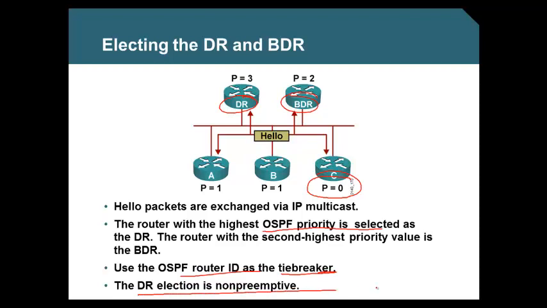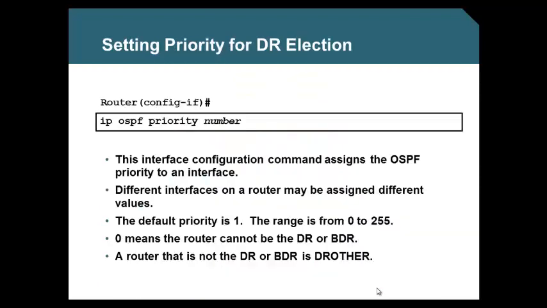I also showed you how to change the priority under the interface. I went and said ip ospf priority 100. Hope you remember that. 0 means they cannot become a DR or BDR. 1, they can participate in the election. You can use any number between 0 to 255. The router that is not a DR nor a BDR will be called DR other.